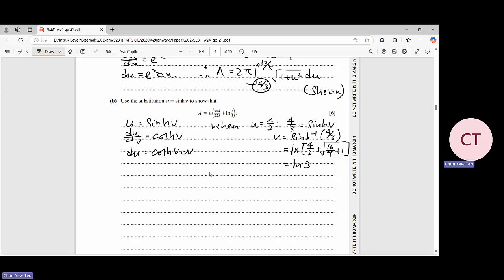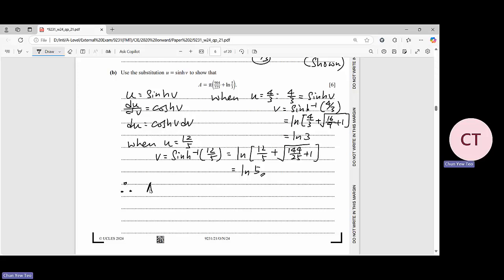Then we need to do another one. When u is equal to 12/5, my v is equal to the arcsinh of 12/5. That will be equal to ln of 12/5 plus square root of 144/25 plus 1. Just use your calculator to simplify it. You get ln 5.